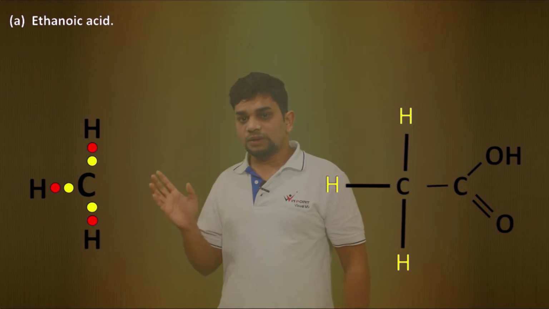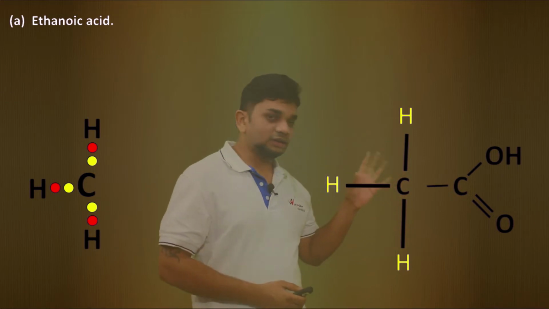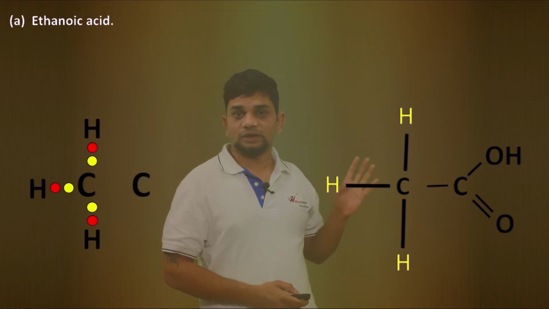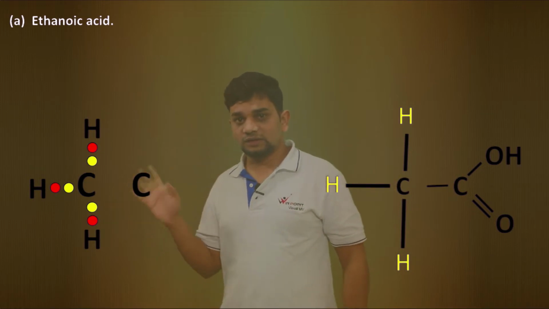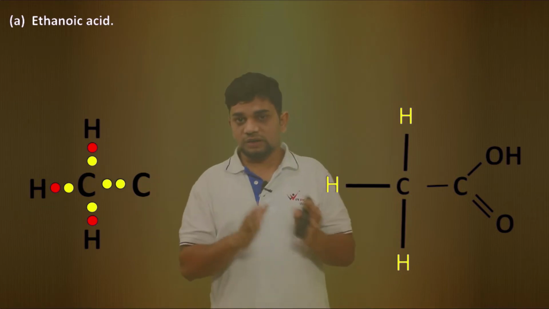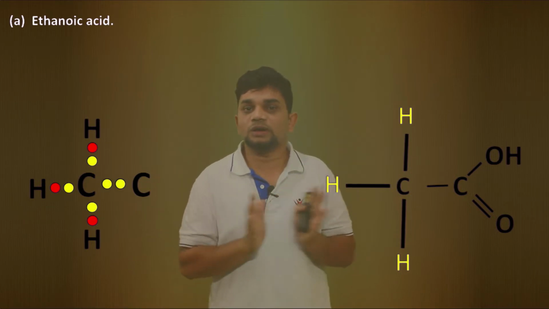Now there is a bond between C and C. Here you can see that there is a bond between C and C. That is a single bond. So we are drawing that. The next carbon is here. This is the next carbon, and in between there is a single bond. The bond is between carbon and carbon, so 2 yellow electrons.